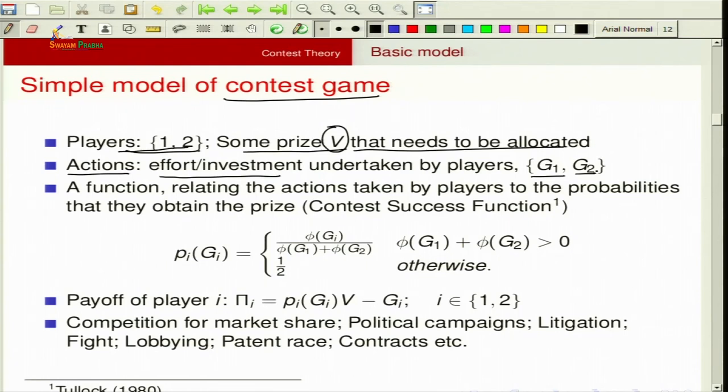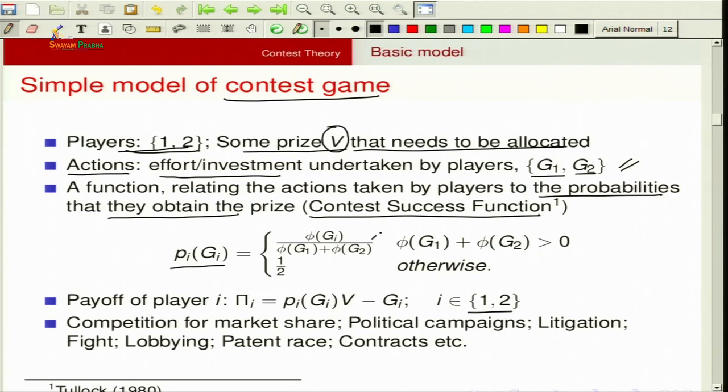Okay. Now, the third thing is how the effort of the players, g1 and g2, whatever effort they are expending in these activities, affects the winning or success of the players in the contest. For that we define something called the contest success function. Basically it represents the probabilities of their success in this contest. Suppose, as I already told, that g1 and g2 are the actions undertaken by these players. Then we can define the probability of player i, where i can be 1 or 2.